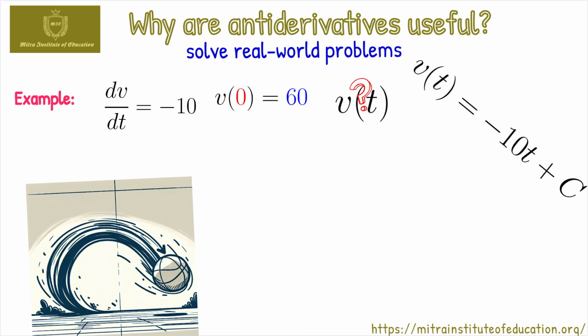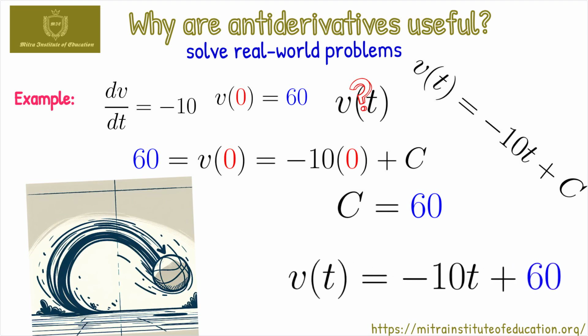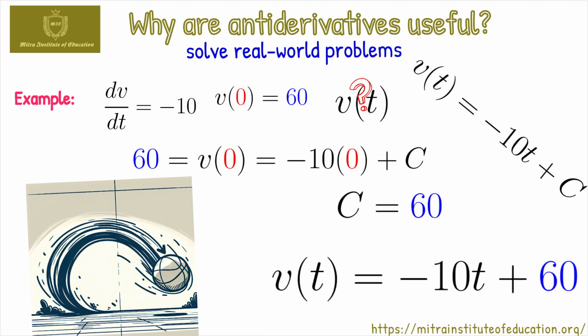Now, let's use the initial condition. When time equals 0, the velocity is 60 meters per second. Substituting these values, we find that c equals 60. And there you have it, the complete equation for velocity, v of t equals -10t plus 60. This equation allows us to find the velocity at any moment in time.